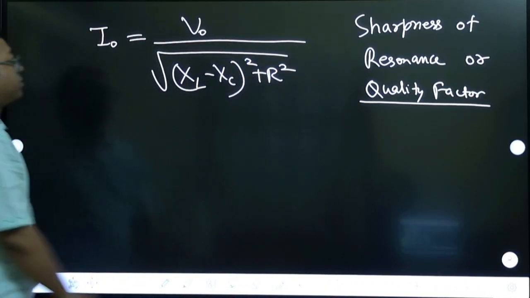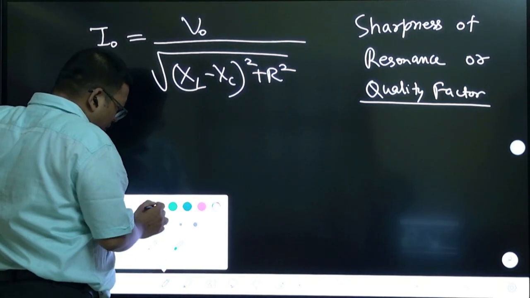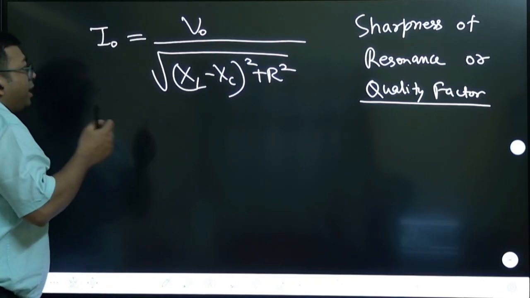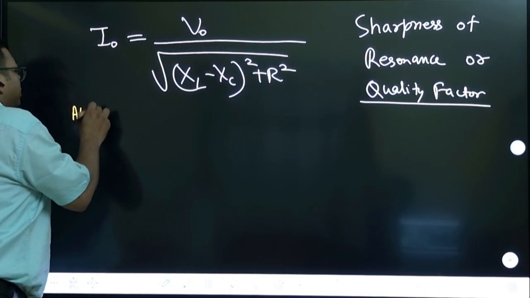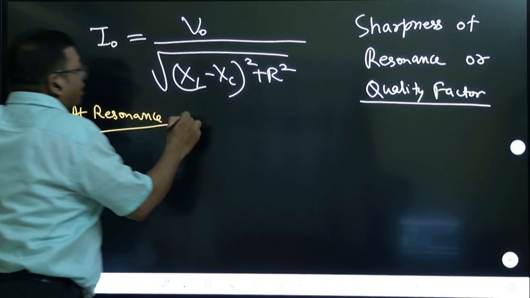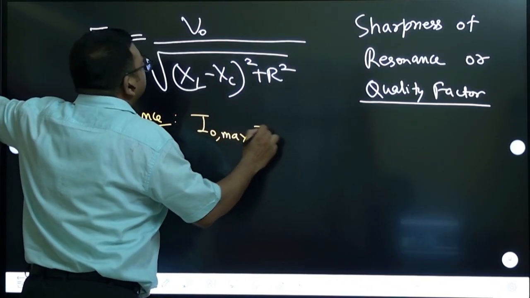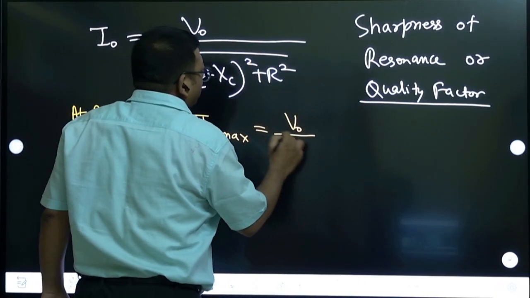Okay, sharpness of resonance or quality factor. Now we know that at resonance, I naught is maximum. This is the maximum value, which comes as V naught by R.